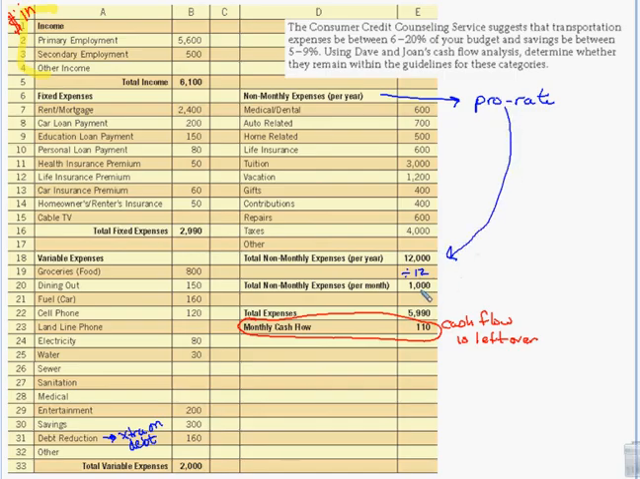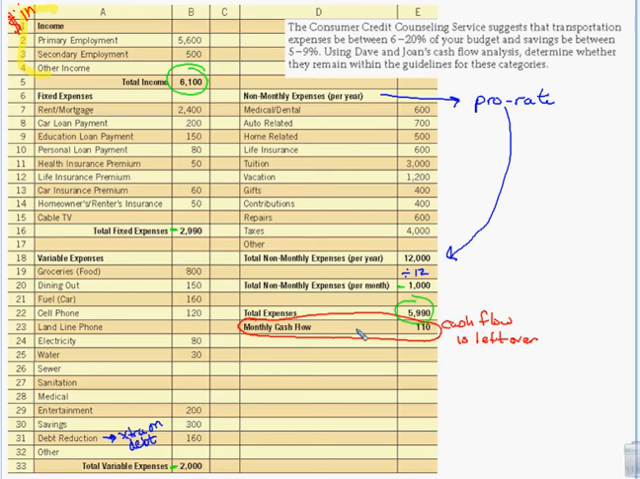So it's 1,000. So what ends up happening in this spreadsheet is we take this 6,100, we subtract this, we subtract this, we subtract this. Those are our total expenses. If you add those up, that ends up being that amount. And they have 110 left over, so they have a positive cash flow. This is good.